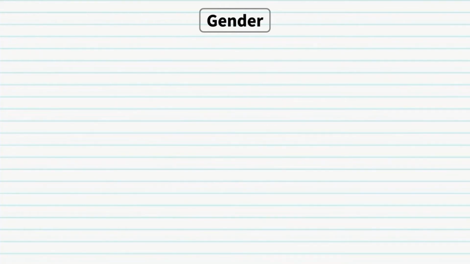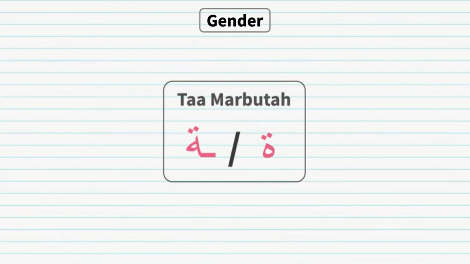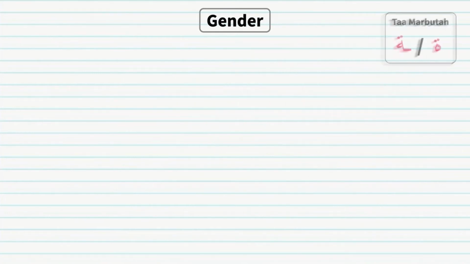The ta marbuta. This is probably the easiest and most convenient way to recognize feminine words. The vast majority of feminine words are recognized by the ta marbuta. Examples.